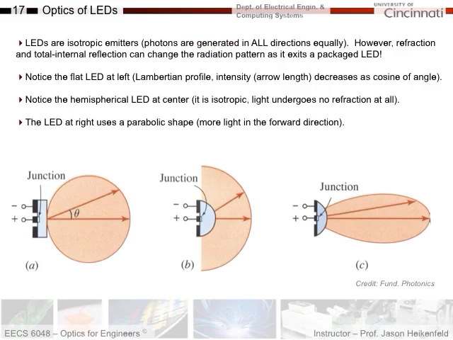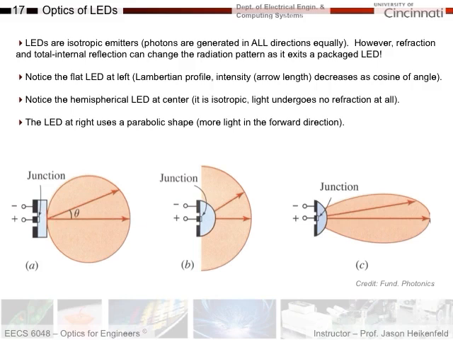However, refraction and total internal reflection can change the radiation pattern as it exits a packaged LED. So if this is an LED right here, and this is some epoxy over it, you would expect the light to be equal in all directions, but it's not. In fact, as you get to angles closer to the critical angle, the intensity decreases, right?